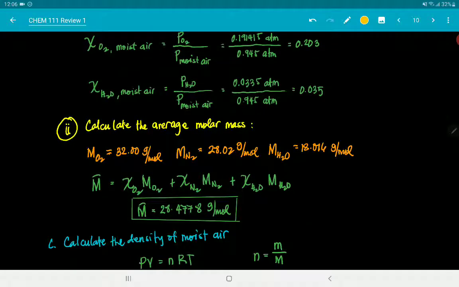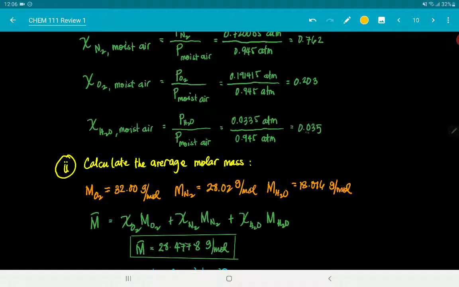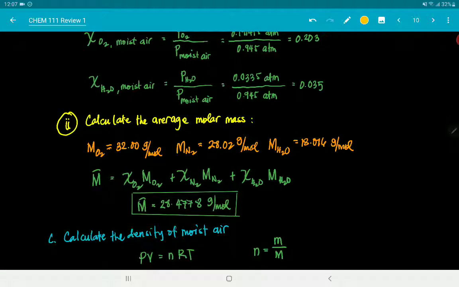So if you calculate the average molar mass, you'll have to multiply the mole fractions given here, okay, by the respective molar masses given here. So the average molar mass is the mole fraction of O2 times the molar mass of O2, plus the mole fraction of N2 times the molar mass of N2, plus the mole fraction of H2O times the molar mass of H2O. You will get 28.4778 grams per mole. Okay? So, you now have the molar mass of the moist air.